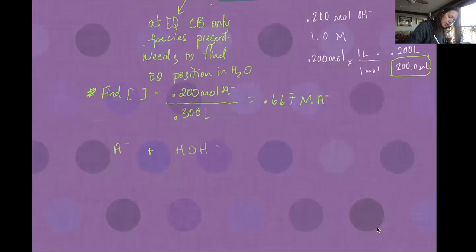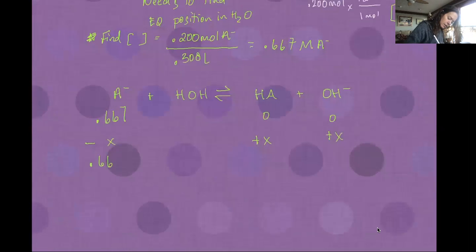Well, A is the conjugate base. What do bases do? They take hydrogens. All right, so there's going to be a tug of war. How much of this do we have? 0.667, 0, 0. Minus X, plus X, plus X. So 0.667 minus X, X, X.